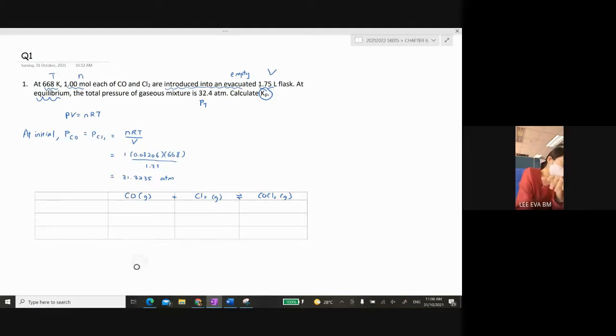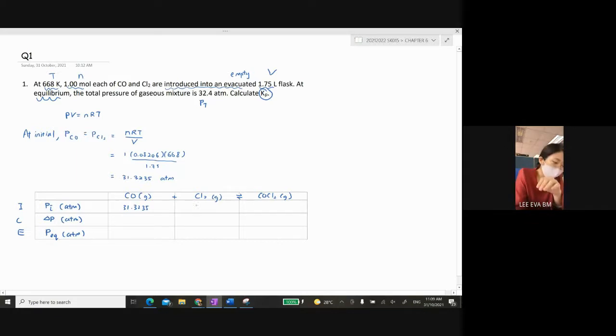So we have the initial partial pressure in atm, the change in partial pressure in atm, and the last one, the pressure at equilibrium, also in atm. This is your ICE: initial, change, equilibrium. It depends on what quantities you have, and then we fill in the blanks. So at initial, the partial pressure of CO is 31.3235.